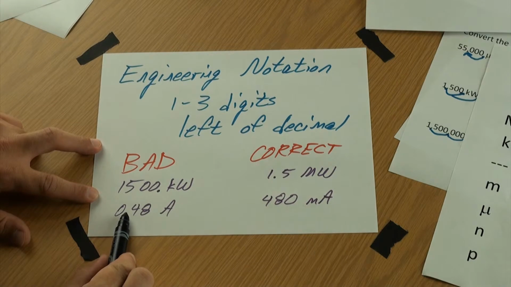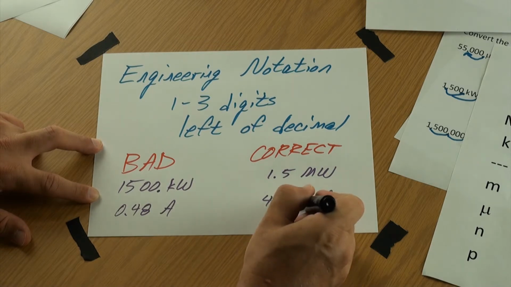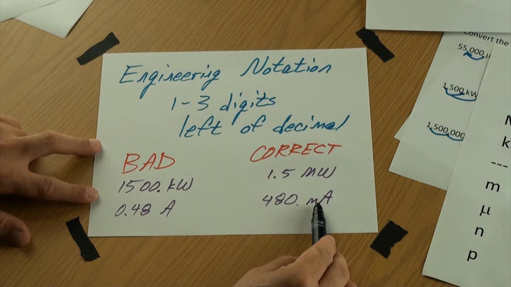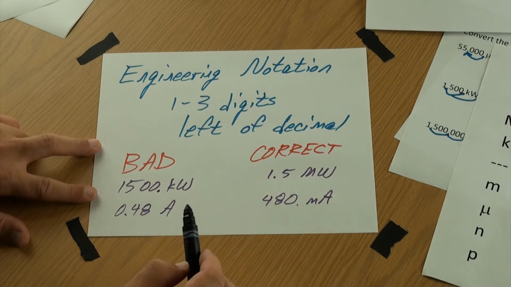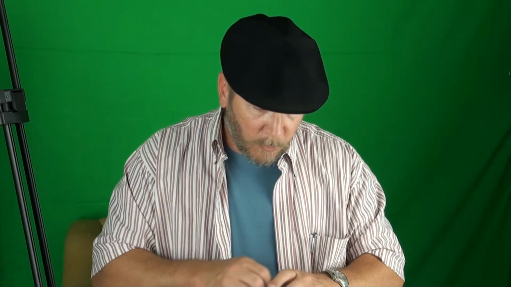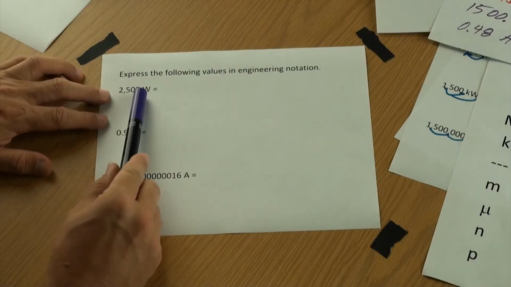Remember, you've got to move that decimal point 3 places. So if I'm going to move it 3 places to the right, I've got to get that 0 stuck in there so that the decimal falls where it needs to. And that took me from amps to milliamps. This is correct engineering notation because I have between 1 and 3 digits to the left of the decimal point. So when we see a problem like these next 3 that we're looking at, they're asking me to express it in correct engineering notation. So in this first one, they've given me 2,500 watts.